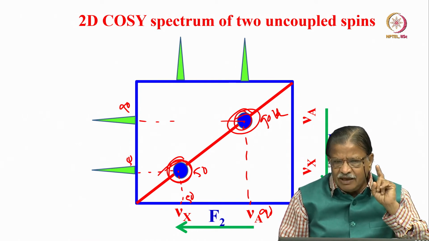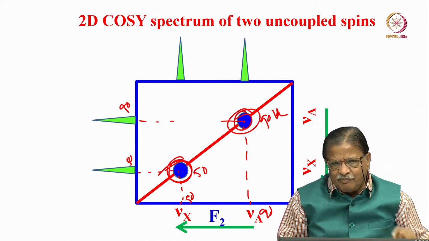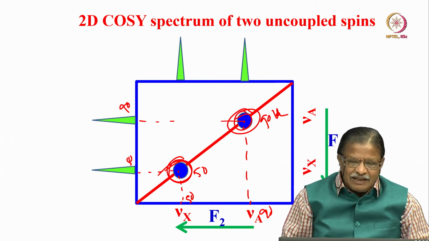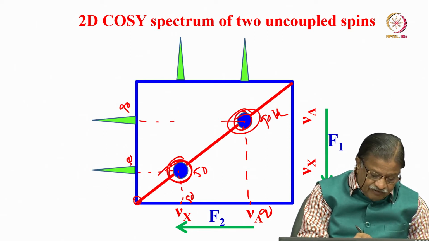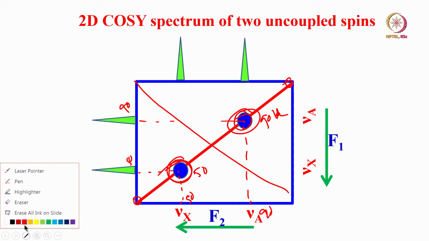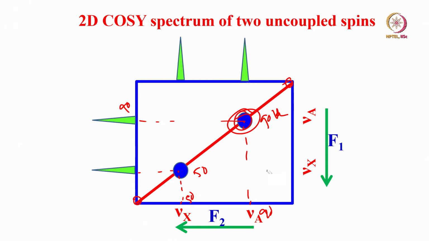Important thing, please remember, if you have uncoupled spins, the peaks are always on the diagonal. What is the diagonal? This is the principal diagonal you have to consider, starting from the left corner to the right corner. Not this one, this is the anti-diagonal, this is the diagonal. So this is what is important when you consider the COSY spectrum of two uncoupled spins. Now I took the example of two uncoupled spins and we wanted to see how the 2D spectrum looks. This is how it comes. Both the peaks are on the diagonal.